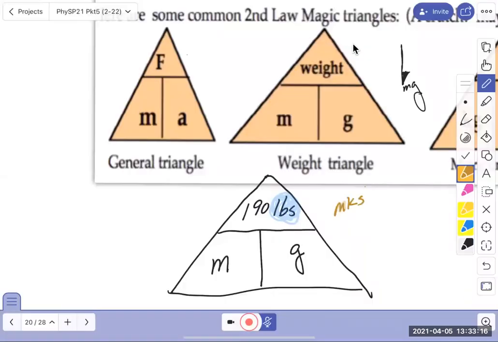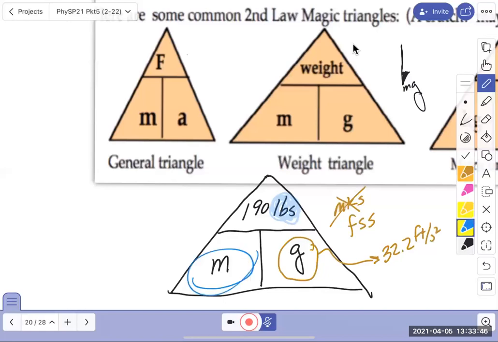I'll pause for a second. We're not in MKS, we're in FSS, since I'm in pounds. What do I use for my G? Would you use 32.2? Thank you, 32.2 feet per second squared. When I do that, I get a mass of 5.9 slugs. Remember, FSS: F is feet, the middle S is slugs, the last S is seconds, as opposed to meters, kilograms, seconds. So 5.90 slugs, that's my mass.